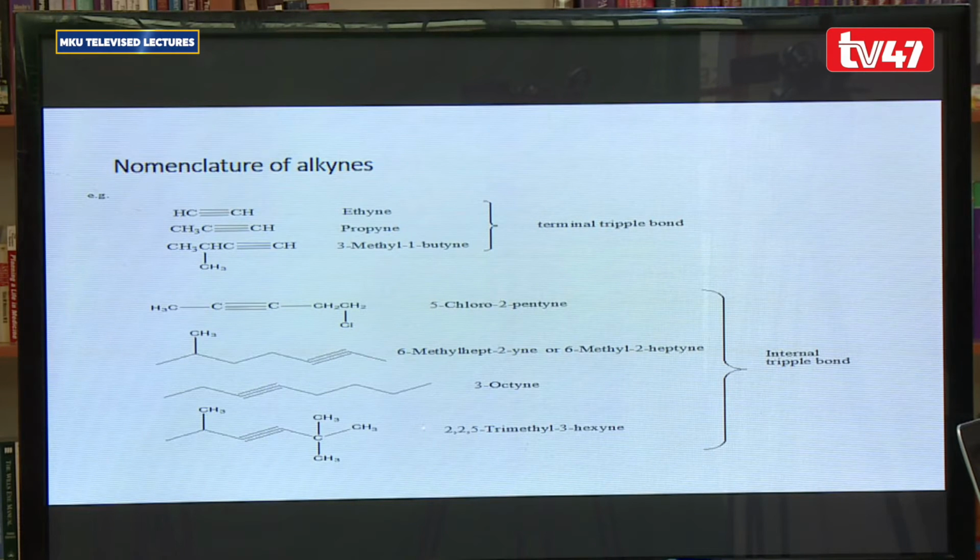So, a number of examples. For example, if you look at example 2 here, the triple bond is at position 2, but at position 6 of the 7-carbon longest chain, you have a methyl group. So it becomes 6-methylhept-2-yne, or you could also name it as 6-methyl-2-heptyne.